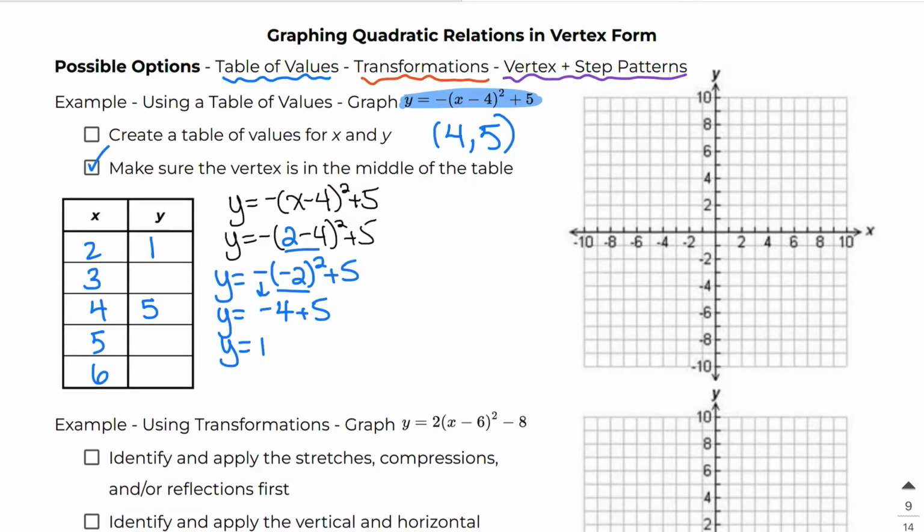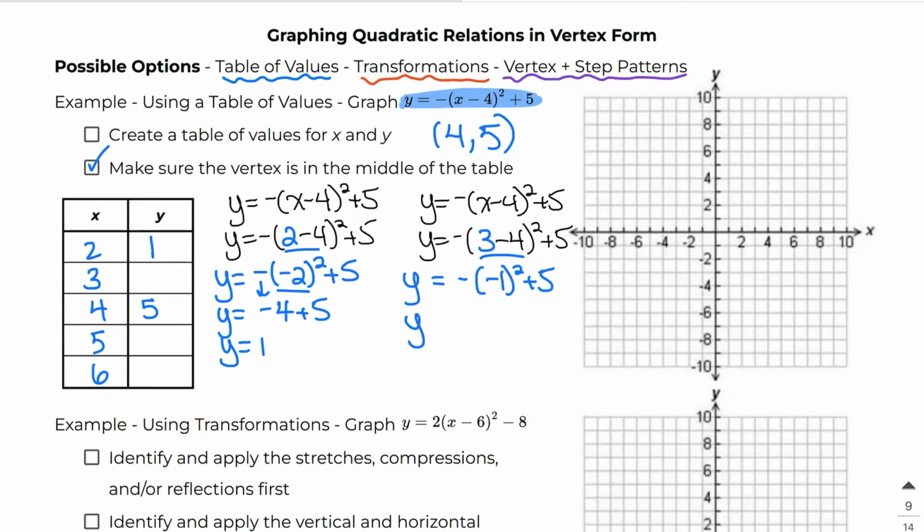Let's do the next one right here. So y equals -(x minus 4) squared plus 5. But this time I'm going to replace this value here with a 3. So I'm going to say 3 minus 4 squared plus 5. And I know 3 minus 4 is -1. Copy everything else down exactly how I see it. -1 squared is +1. Bring down the negative in front. This negative, I get -1. So here I get -1 plus 5 is 4. So this is a 4.